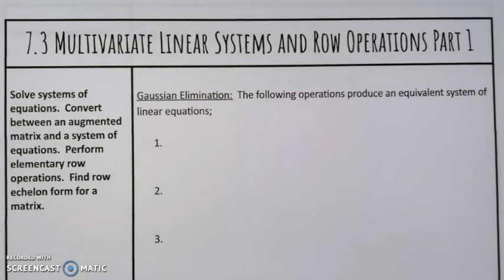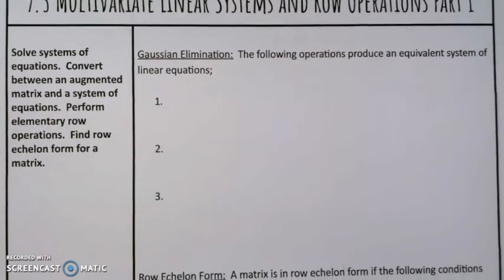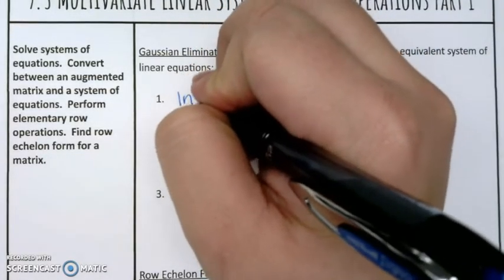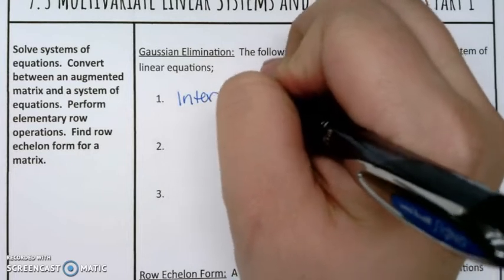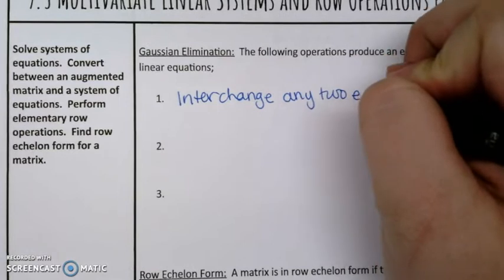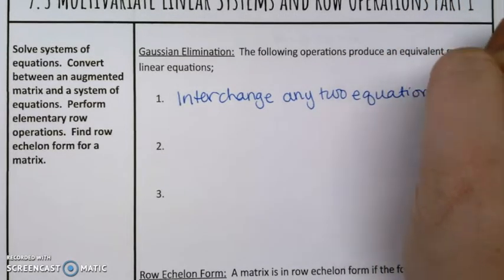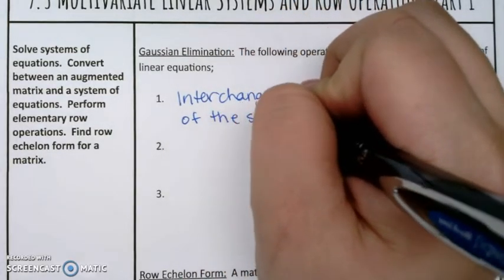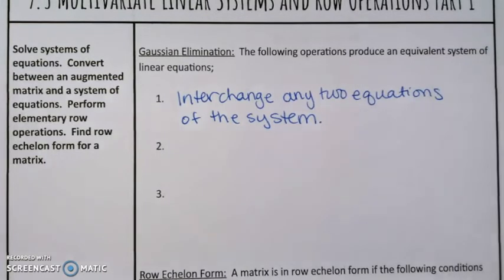Okay, so the first move that we can make is to interchange any 2 equations of the system. And what this does is it's really just writing the equations in a different order. So leaving the equations the same, but reordering which one goes first and which one goes second, for example.